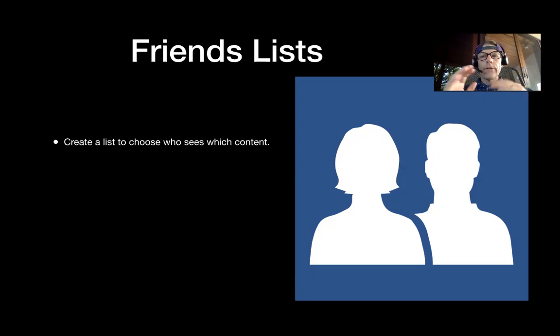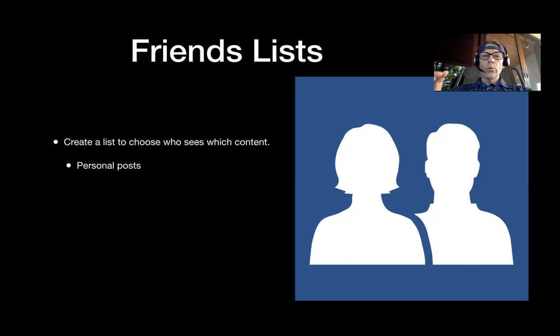And so creating lists is a way to filter out that content. So if you have professional people that you don't want to share your crazy antics with, your wild weekend with, you filter out who sees those posts and those messages, okay? And so by creating a list, you can do that. And so you can do personal posts. You can post pictures of your kid's birthday party.